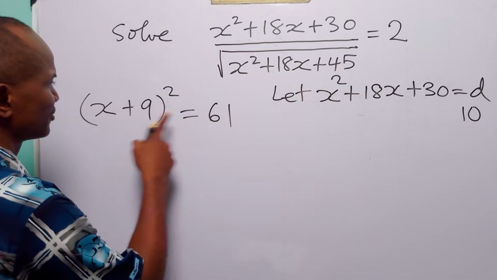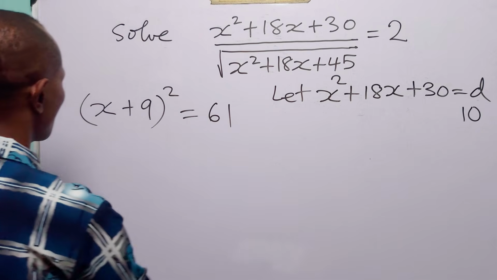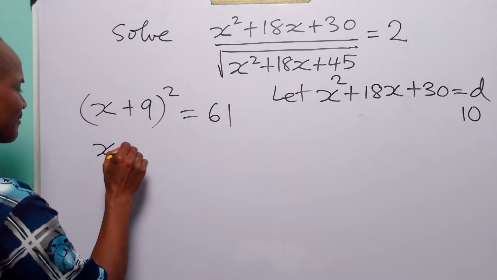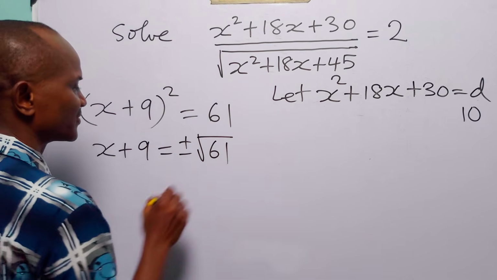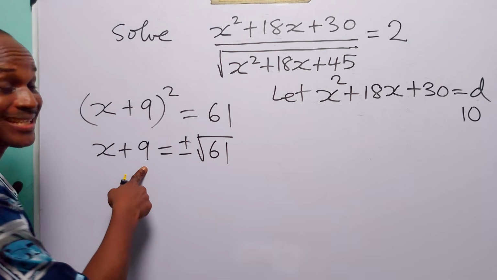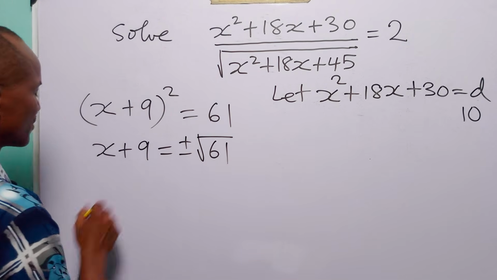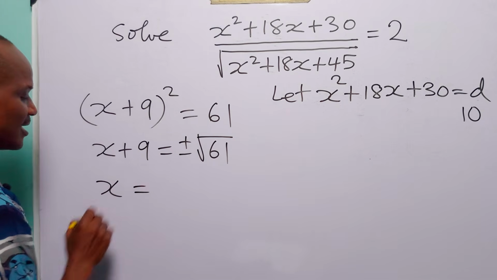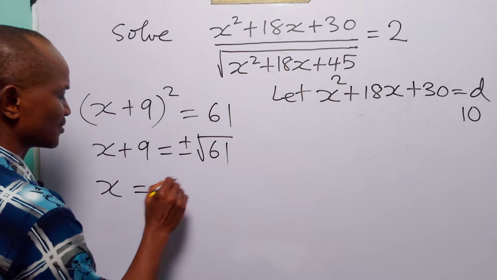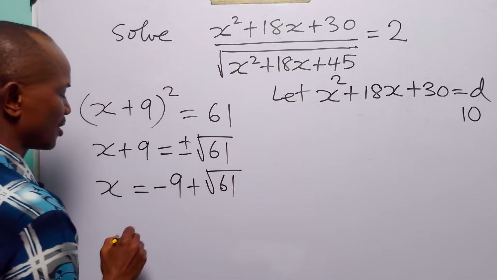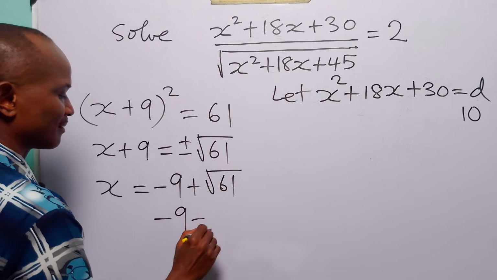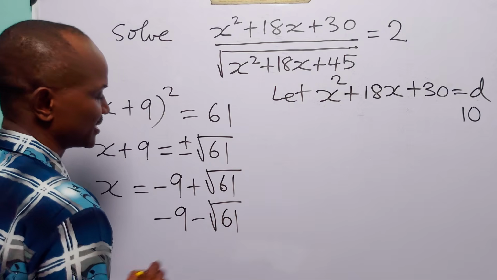And now we take square root of both sides of the equation. When we do that, we have that x plus 9 is equal to plus or minus the square root of 61. Subtracting 9 from both sides of this equation, we have two values for x. We have that x is equal to minus 9 plus root 61, or minus 9 minus root 61.